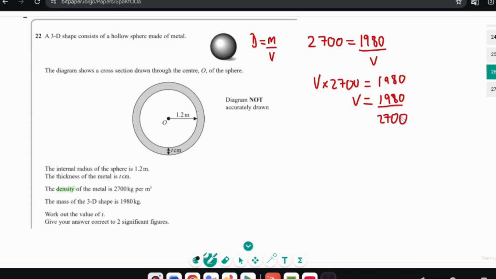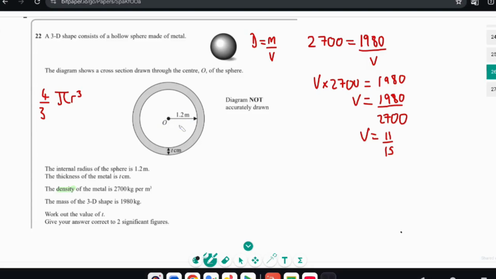I'm just going to work that out on my calculator, but I might just leave it as a simplified fraction for now, 11/15. So we know the volume of the metal bit here is 11/15. In your formula book, that is the formula to find the volume of a sphere, 4/3 pi r cubed. So we can use that to find the value of T.